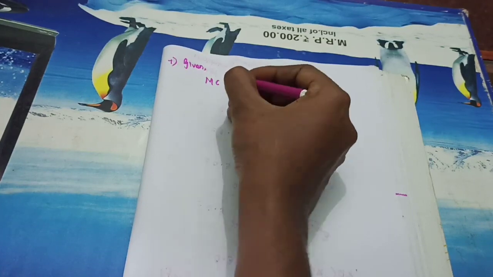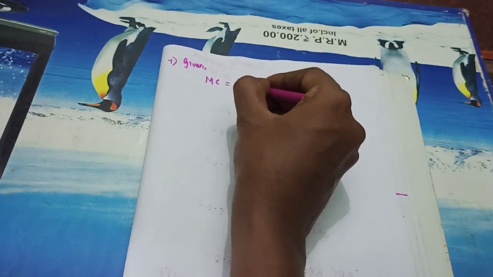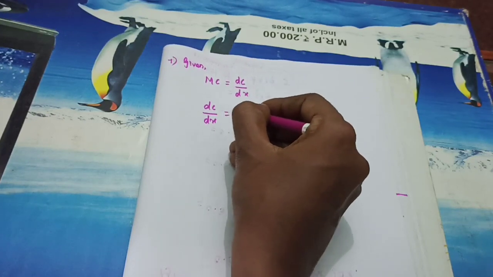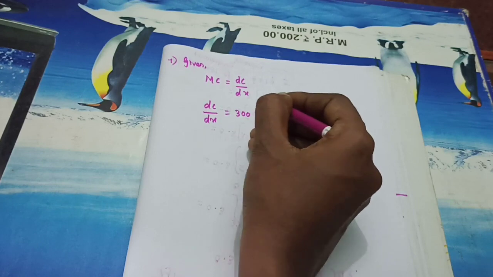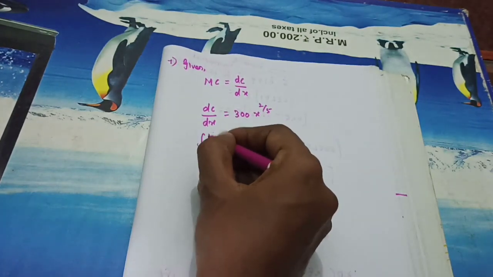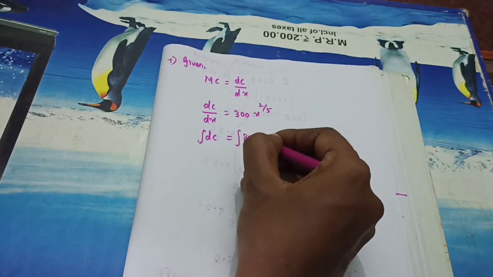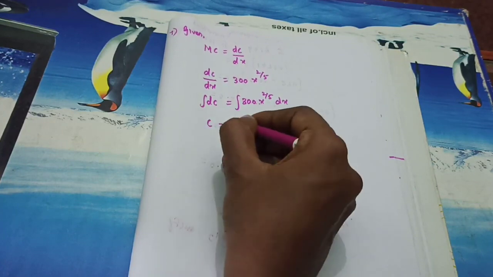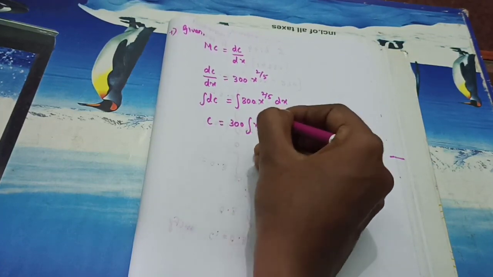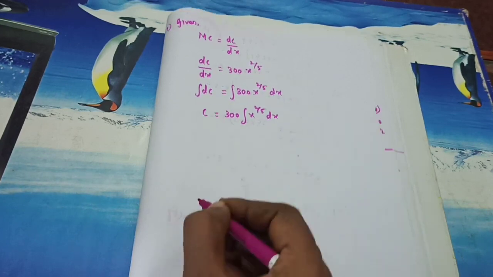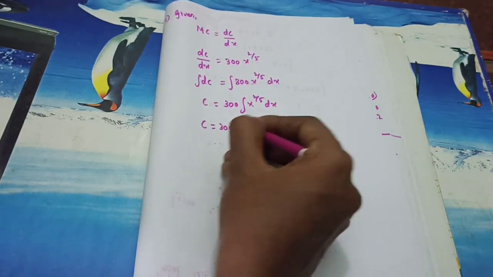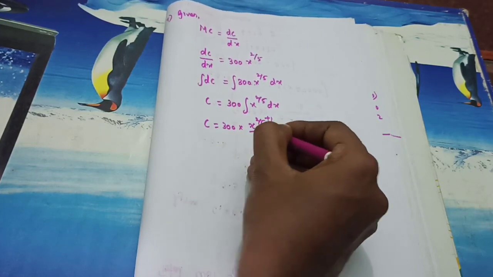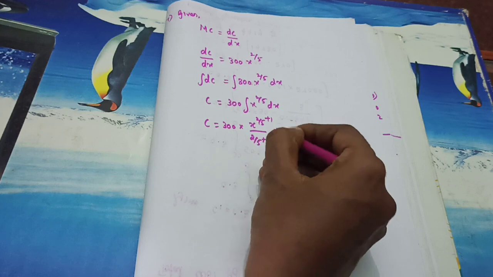Given MC, marginal cost, that's equal to dc by dx. So dc by dx, the value is given in your question, 300 x power 2 by 5. Now you can bring it to this side and integrate. dc equal to integral of 300 x power 2 by 5 dx. Now integrate. C is equal to 300, a constant, you can bring it outside, x power 2 by 5 dx. So x power n formula. So C equal to 300 into x power 2 by 5 plus 1 divided by 2 by 5 plus 1 plus constant.